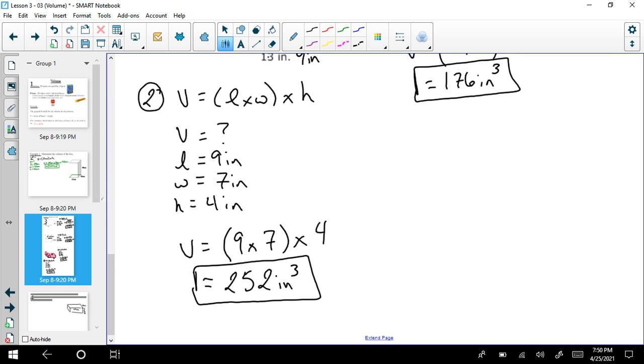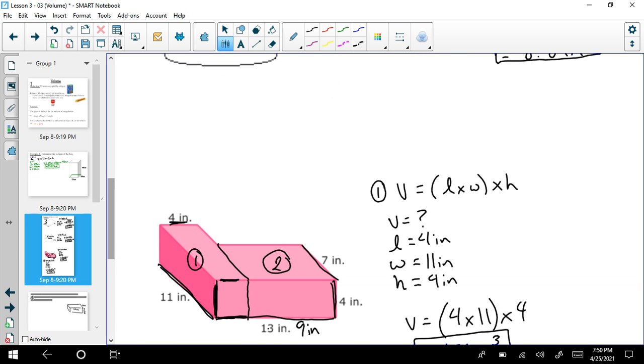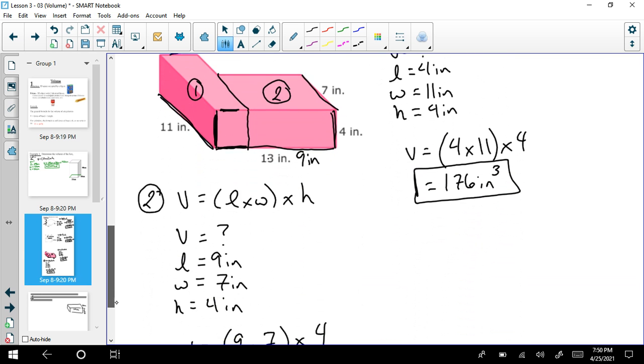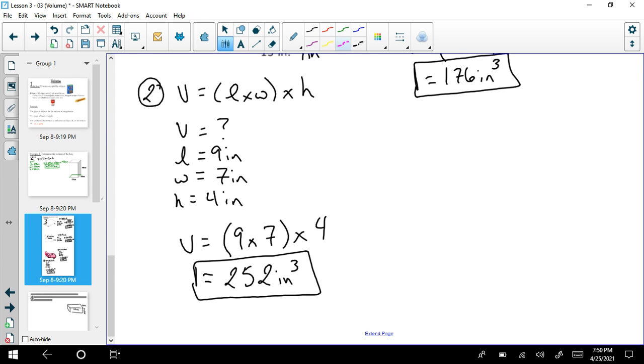Perfect. So I've cut this up into things I already know how to deal with, and then I have found the volume for each of those figures, right? So for each of those rectangular prisms. Now my third step is because it's together, I now add these volumes together, right? So I'm going to go for my step 3, which is to add them together.